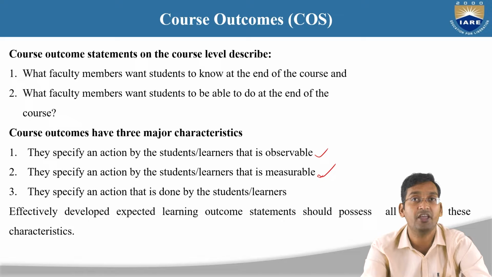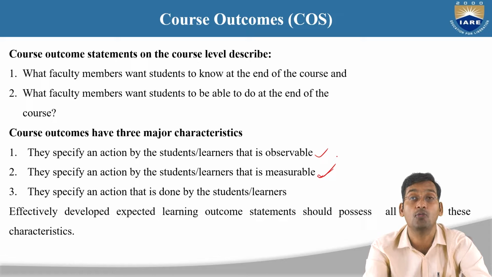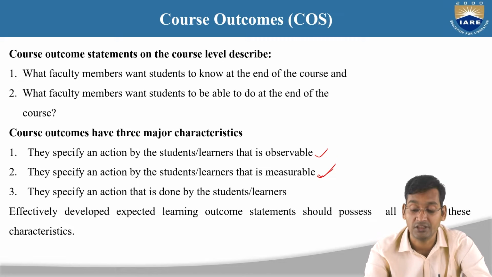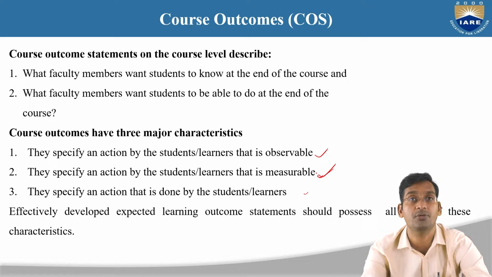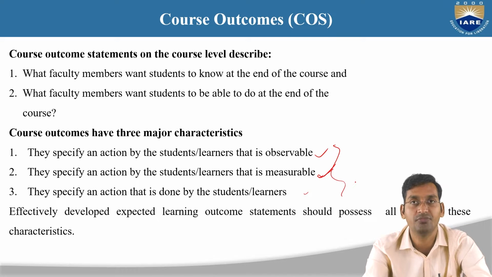Next, they specify an action that is done by the student learner. After that, if you learned, how did you learn, how much effort did you give? If you did not, then why not? That comes under the third characteristic, the specific action taken by the student. Effectively developed expected learning outcome statements should possess all three of these characteristics.